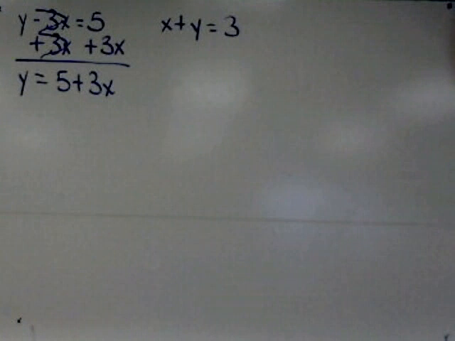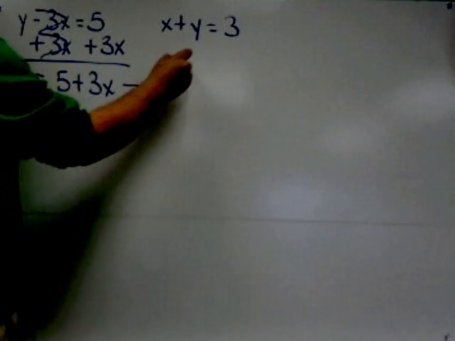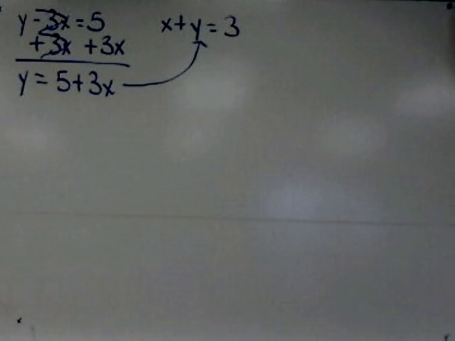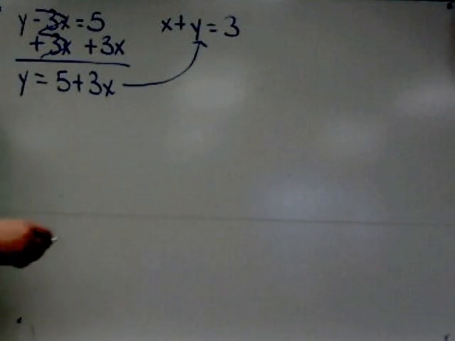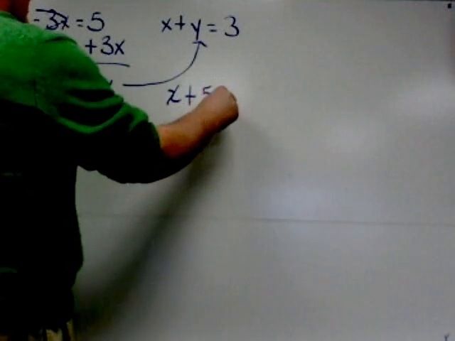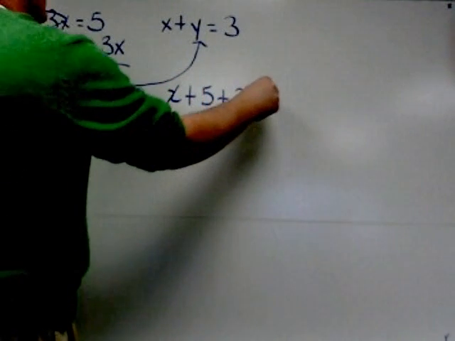Now, I can't choose to plug that back into the equation it came from. It's going to have to get plugged into the other equation, which means it's going to have to get plugged into x plus y equals 3, where y is. So I'm now going to change y into 5 plus 3x. So the equation will now read x plus 5 plus 3x equals 3.